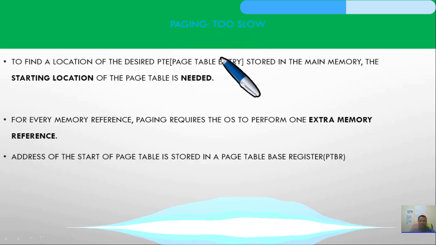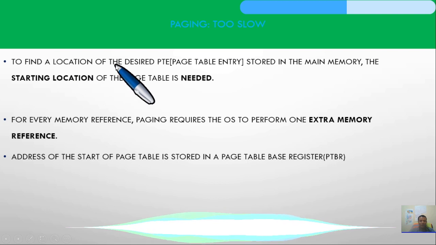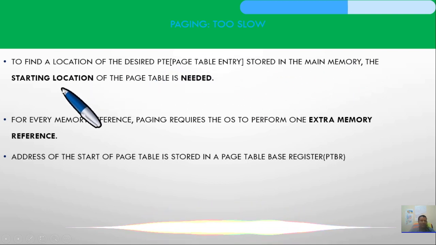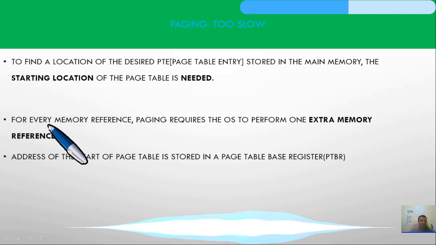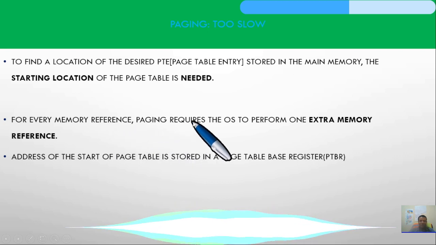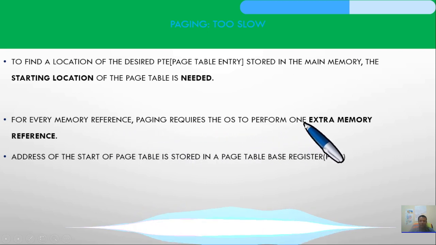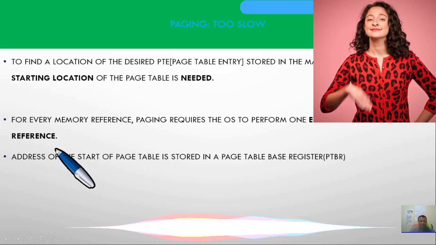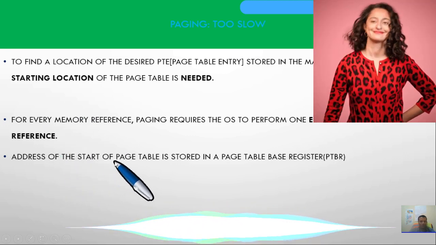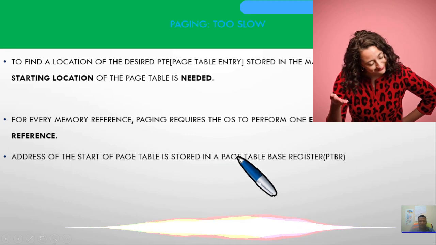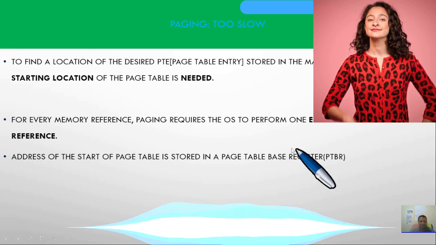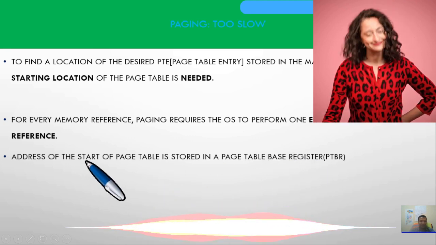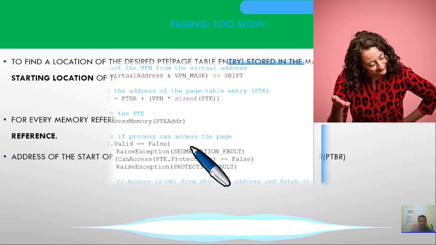So paging is too slow. Why? To find the location of the desired PTE, page table entry, stored in the main memory, the starting location of the page table is needed. For every memory reference, paging requires the operating system to perform one extra memory reference. The address of the start of the page table is stored in the page table base register. This is a type of register where the address of the start of the page table is stored.